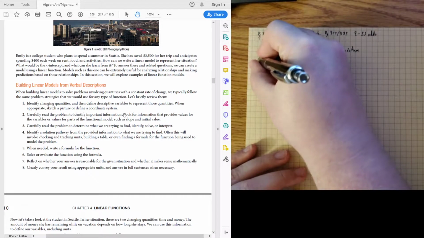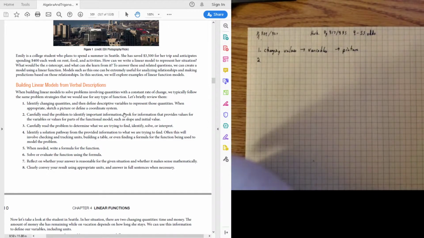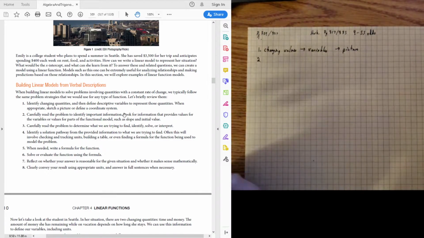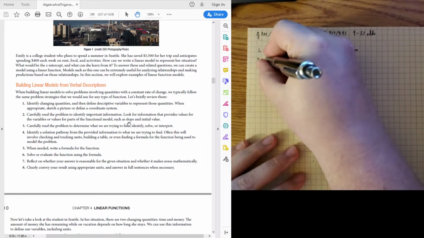Okay, 2. You need to carefully read it to determine information. This is kind of one of those dull things. But the big one here is you want to be able to determine values such as slope and initial value.